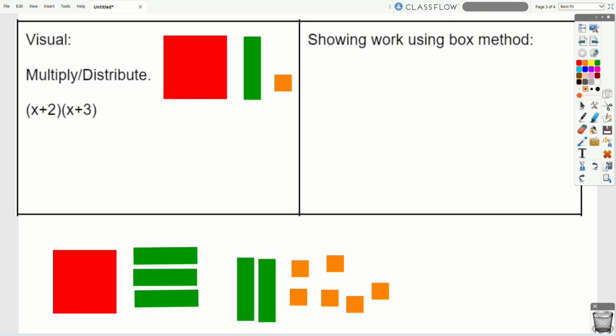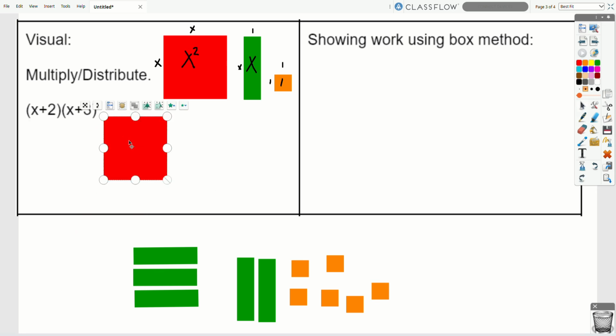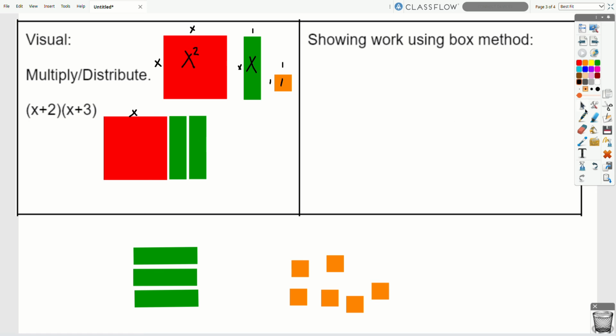Now let's look at x plus 2 times x plus 3 visually. We have the same pieces. This is x, that makes this whole thing x squared. This side is x, this side is 1. 1 times x is x. This side is 1, this side is 1. 1 times 1 is 1. So we want x plus 2. So we take one of these pieces, because this is x, and then we want plus 2. So we're going to take 2 of these rectangles. Plus 1, plus 1. So that's x plus 2 for the top part.